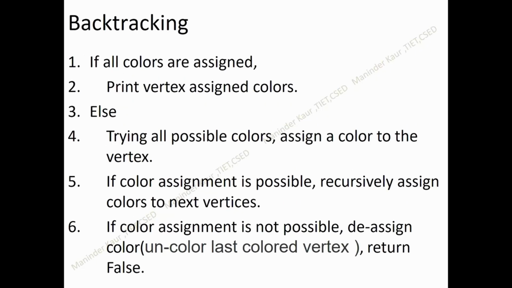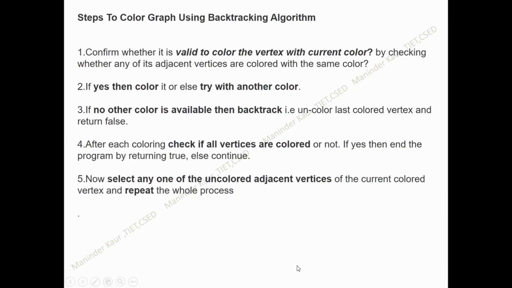For backtracking, if you try to summarize the graph coloring problem, these are the broad steps. If all the colors are assigned, print all the colored vertices. Otherwise, try all the possible colors and assign a color to the vertex. If the color assignment is possible, recursively assign colors to the next vertices. Otherwise, de-assign the colors. What is the meaning of de-assigning the color? If you go into detail, these are the steps of the backtracking algorithm for graph coloring.